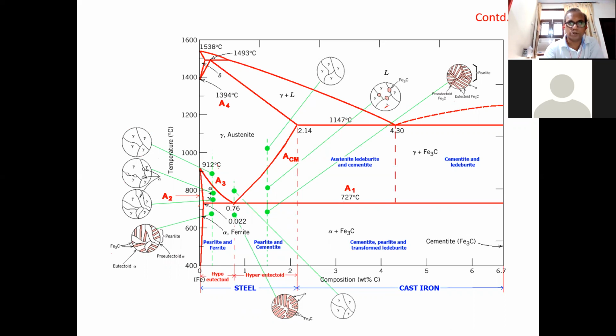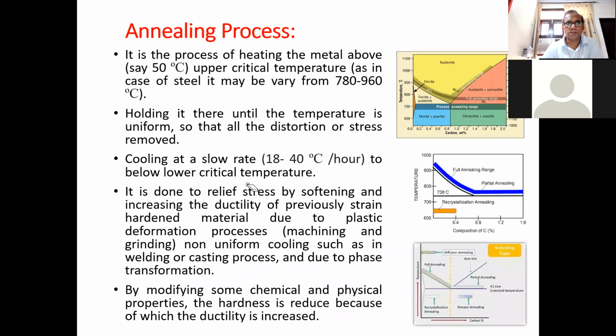Suppose we talk about this point, above 912. Say we have a steel of 0.76, let us take a 0.7% eutectoid steel. Then 50 degrees centigrade above 727 plus 50 becomes 777. So we'll heat the metal up to this. This will be the initiation part of the annealing. Holding it there until the temperature is uniform so that all the distortion or stress is removed. This is the basic purpose of this process. Removing all the distortions and residual stresses is our main aim.